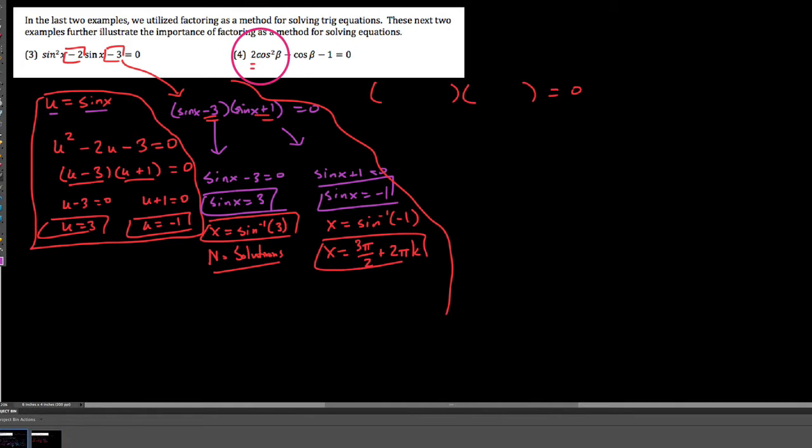And so what I mean is, let's start with our 2 cosine squared beta. What would we need to put in front of each of these sets of parentheses so that when we multiply them, we get 2 cosine squared of beta? So as I think about this, we'd have a 2 cosine beta times a cosine of beta. And so multiplying these, we would get our 2 cosine squared beta.